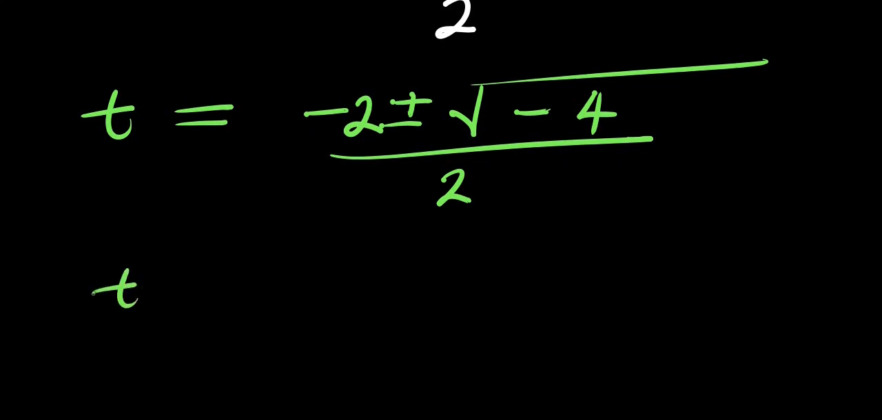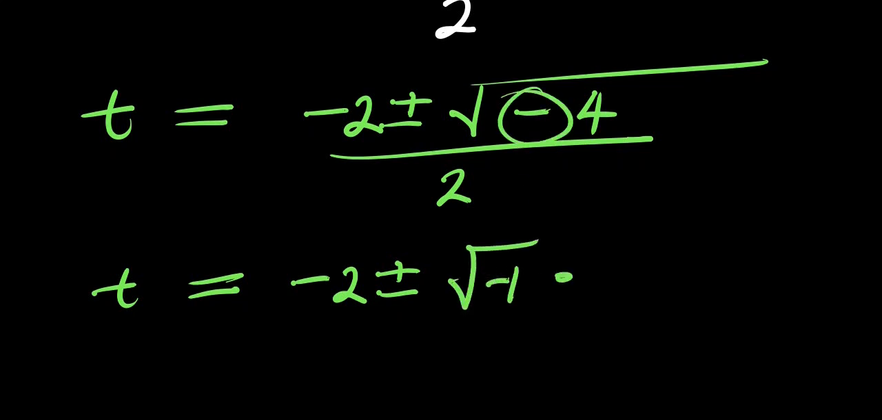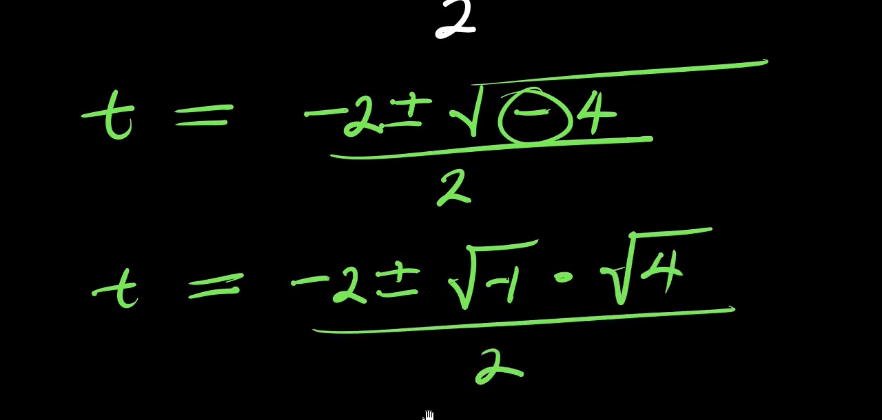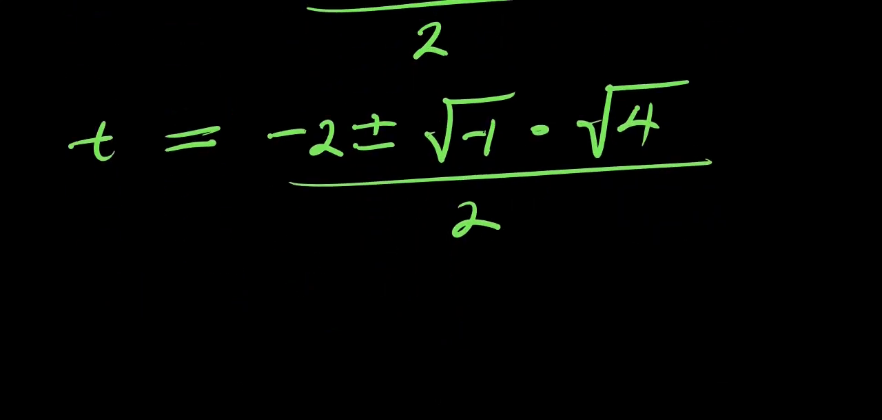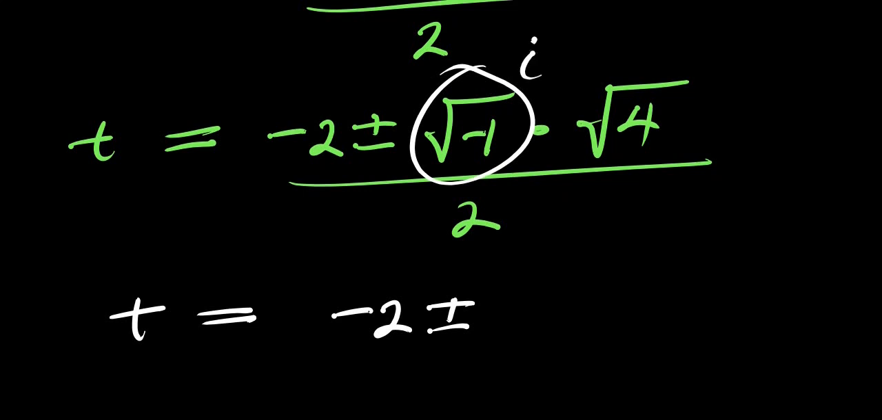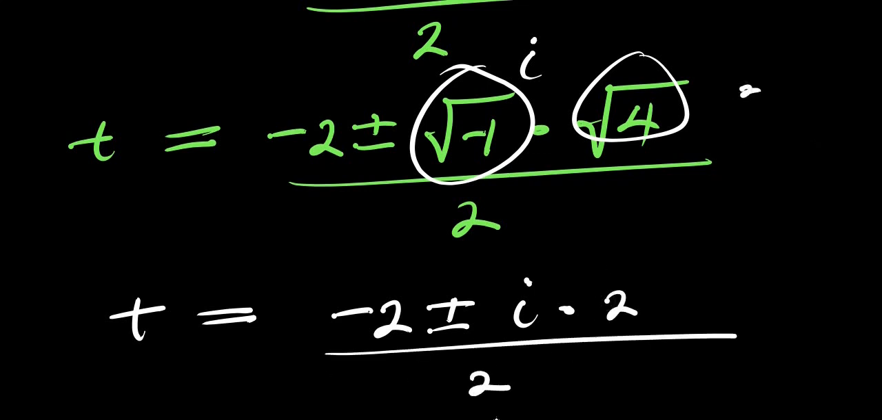So from here, we are going to have t equals negative 2 plus or minus, this is minus here. So we can have square root of negative 1 times square root of 4, and this is divided by 2. So from here we have t equals negative 2 plus or minus square root of negative 1, here is i. We have i times square root of 4, this is 2. So that means we are going to replace this with 2. So we have times 2 and this is divided by 2.